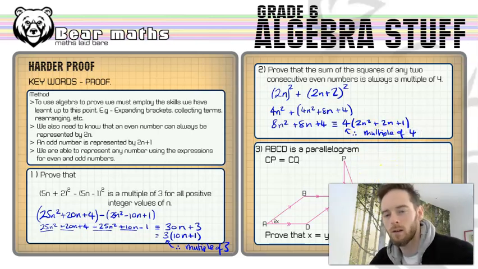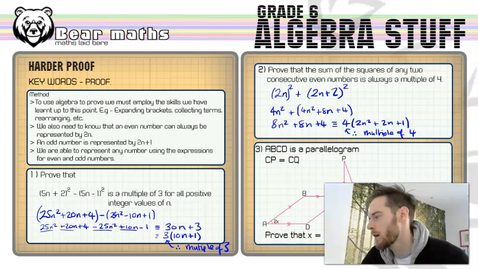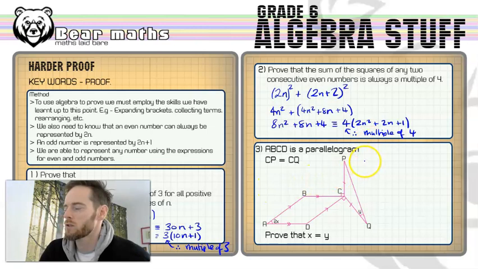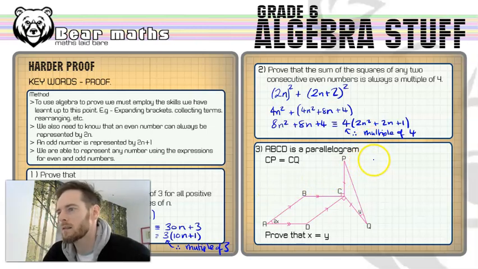It makes it nice and neat and tidy, and it proves to the person that's marking your paper that you know exactly what you're talking about. Move myself over. Let's have a look at question number 3, on this relatively tricky topic. So ABCD is a parallelogram.